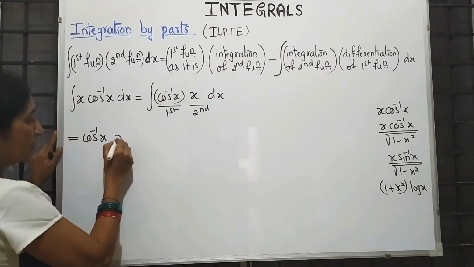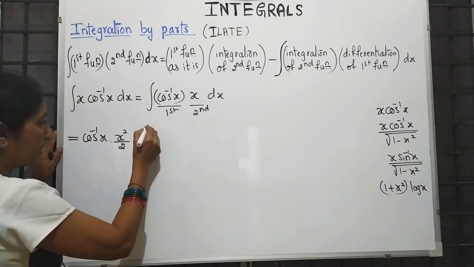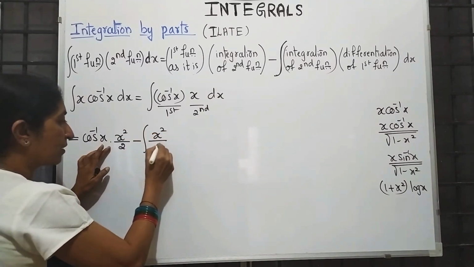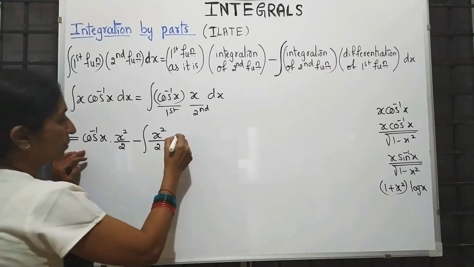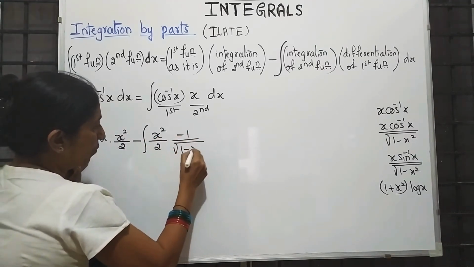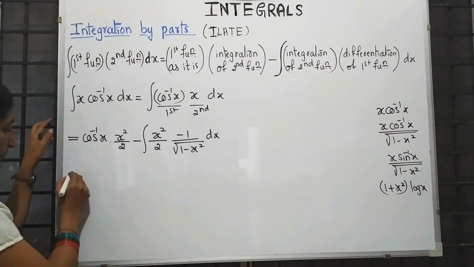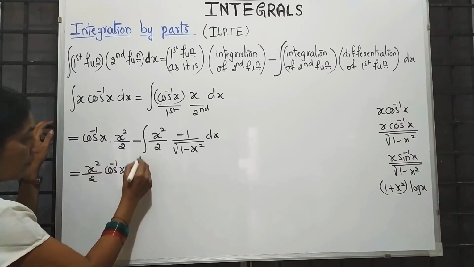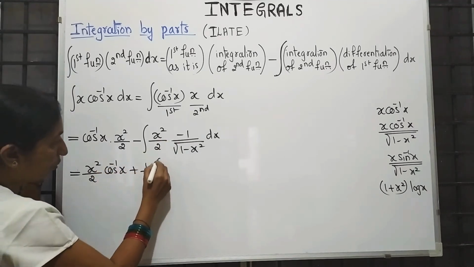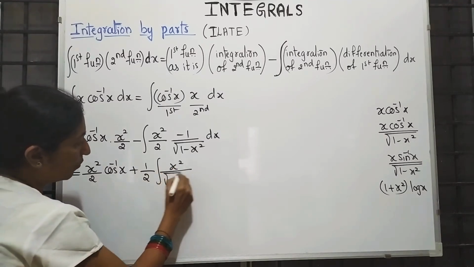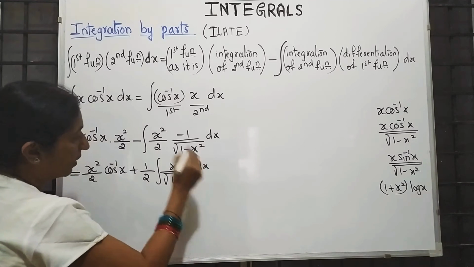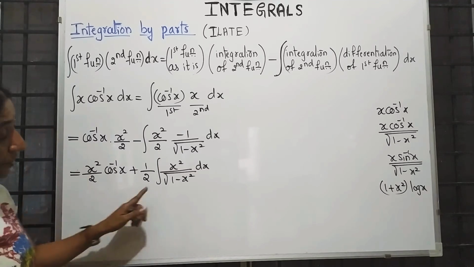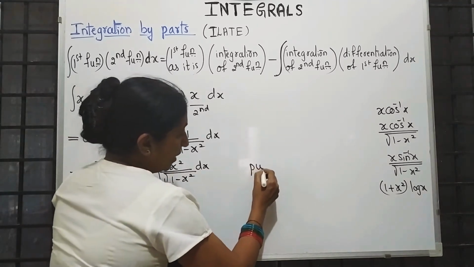integration of second function, integration of x is x square by 2, minus the integration sign, and whatever term you have, write that term into the differentiation of first function, minus 1 upon root of 1 minus x square. For convenience, I am writing this as minus into minus plus, and I took 1 by 2 outside: x square upon root of 1 minus x square. Here we cannot apply partial fractions, and we cannot say it is improper because it is under a root. So at that time I am going for a substitution.